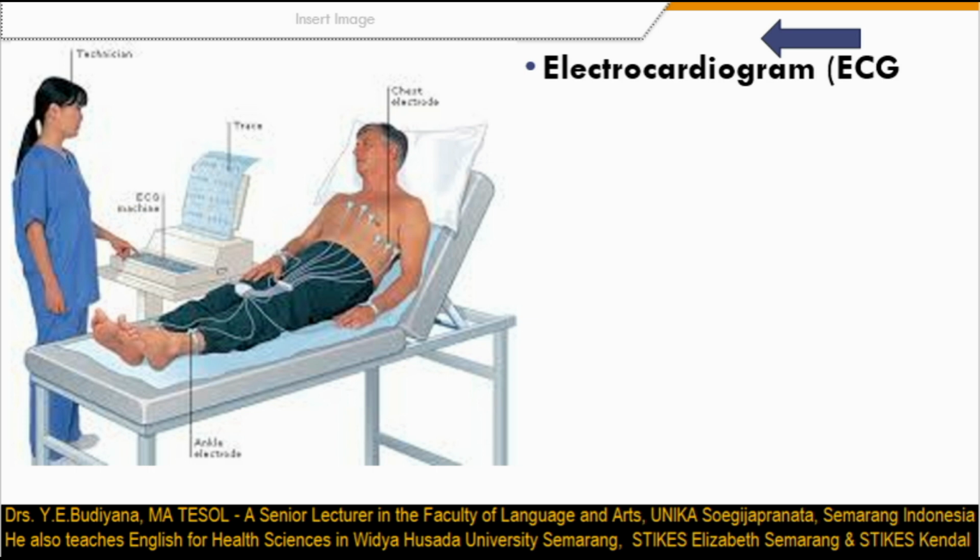Point 6 is electrocardiogram. Electrocardiogram is a primary tool for diagnosing arrhythmias, which can detect irregularities in the heart's electrical activity. An ECG can also provide initial indications of coronary artery disease.